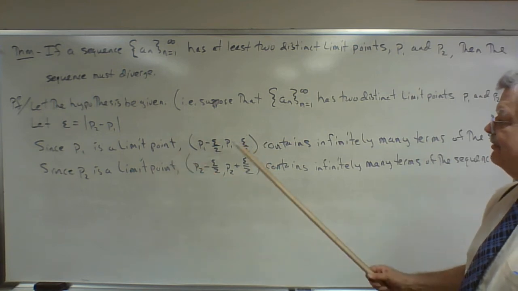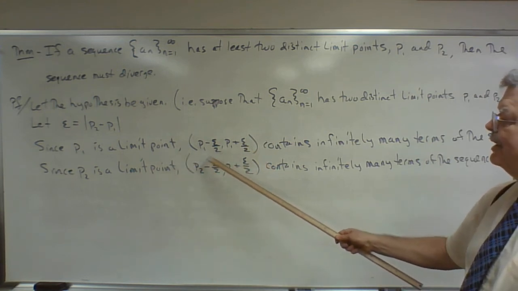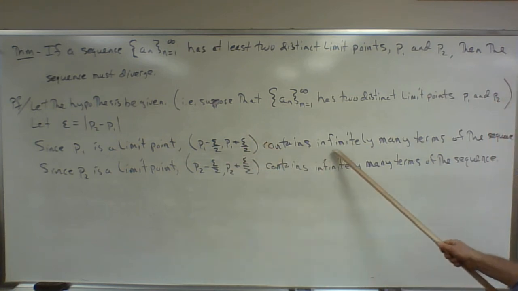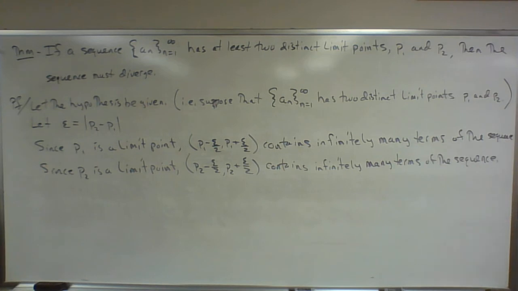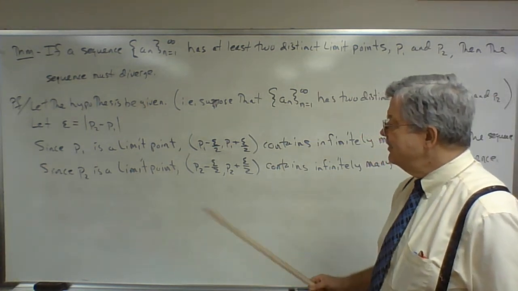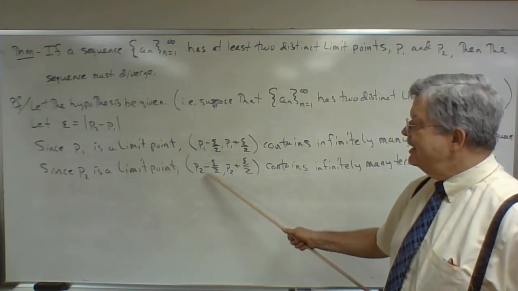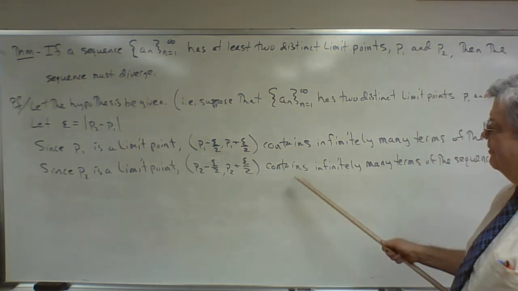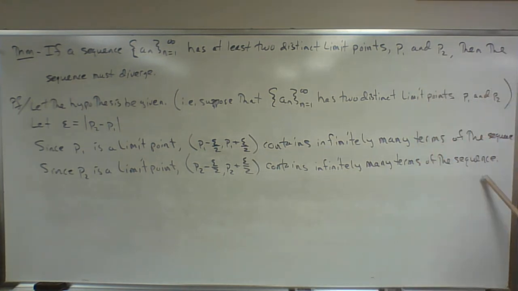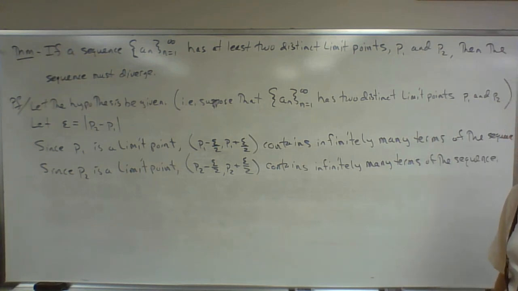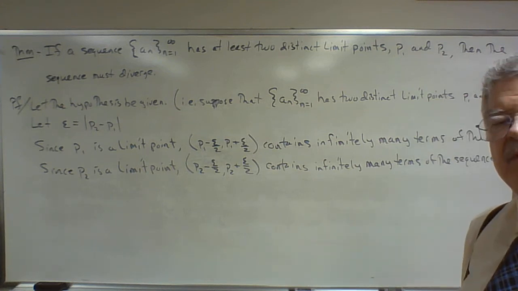P1 is a limit point, so every interval of the form P1 minus epsilon over 2, P1 plus epsilon over 2 contains infinitely many terms of the sequence. And similarly, since P2 is a limit point, every interval of the form P2 minus epsilon over 2, P2 plus epsilon over 2 contains infinitely many terms of the sequence. And do we see where this is headed? I think so. There's a train wreck coming somewhere along the way.